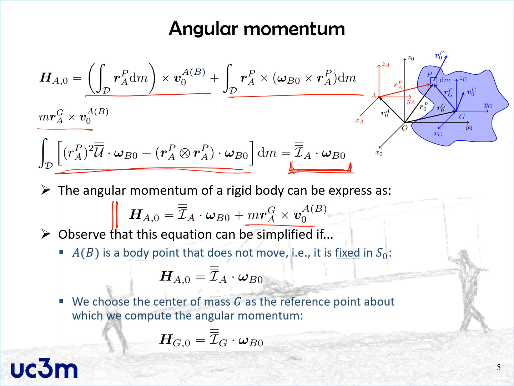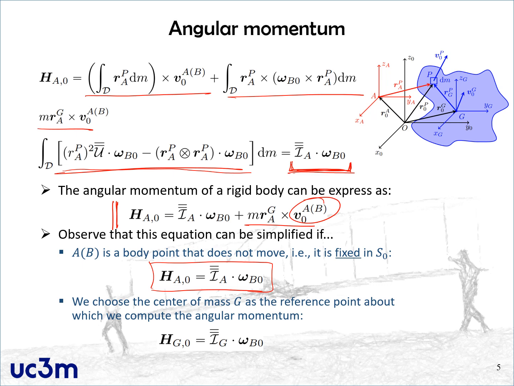Hopefully you can see that there are two possibilities that we can apply to make this second term equal to 0. The first one is to pick a point A such that it is a fixed point of the rigid body. That means that the velocity of the point A (B), the point of the rigid body that happens to be on top of A, is always equal to 0. If that is the case, it is a fixed point of the rigid body in reference frame S0. Then we get rid of the first term and we just see that the angular momentum is the tensor of inertia about A times the angular velocity vector.